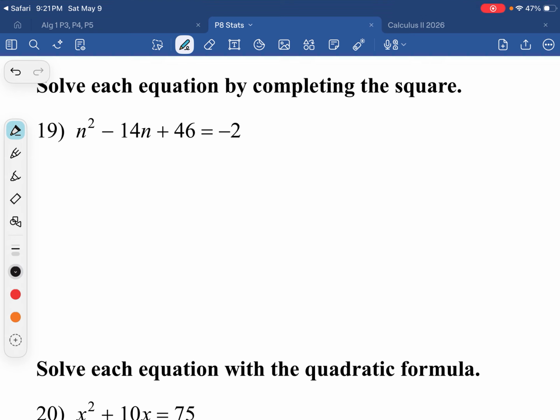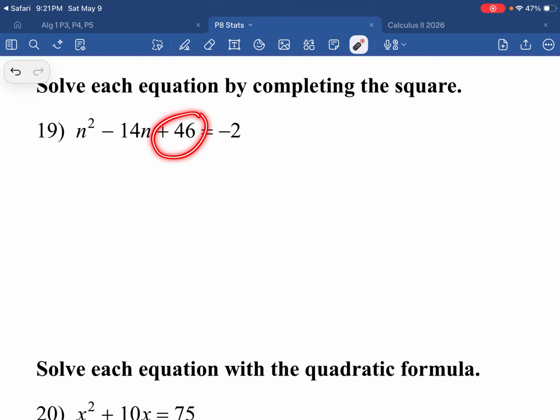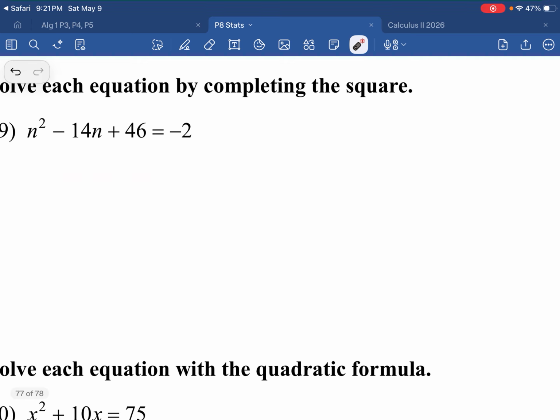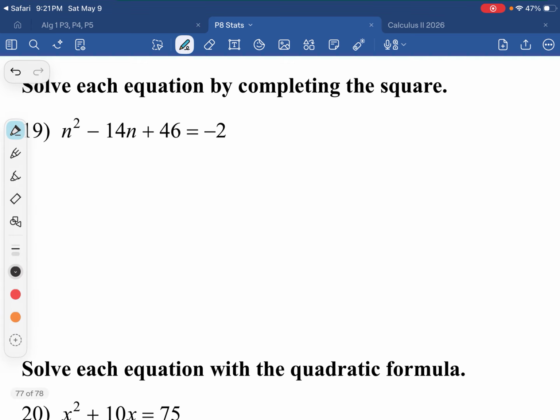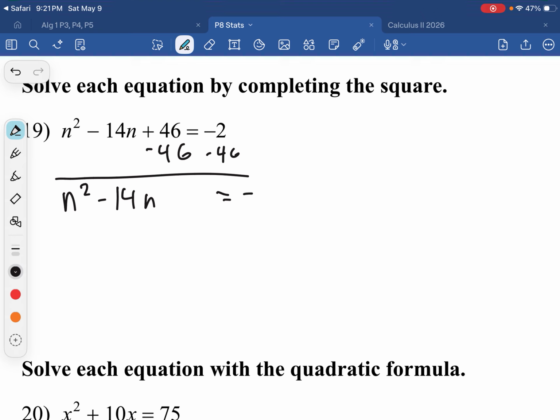So for number 19, if I'm trying to complete the square, the first thing I need to do is isolate the variables. I don't want to have this 46 on this side. I just want n squared minus 14n on one side of the equation. So to isolate, I'm going to subtract 46 on both sides. So n squared minus 14n is equal to negative 48.